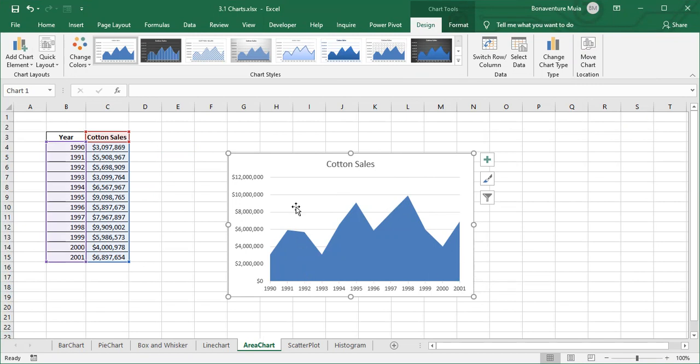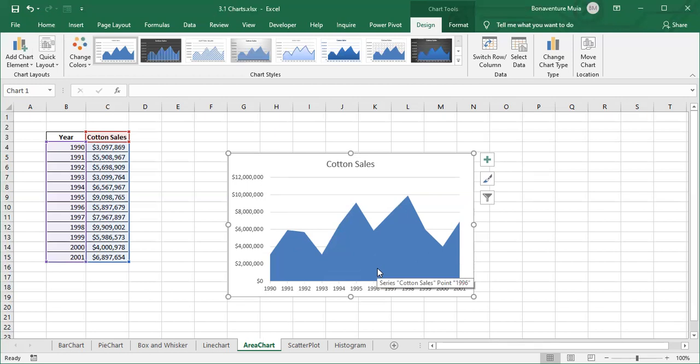The interpretation is just the same as the one for a line plot. You can see here the sales were at peak in the year 1998. And the lowest sales was recorded in probably 1993.